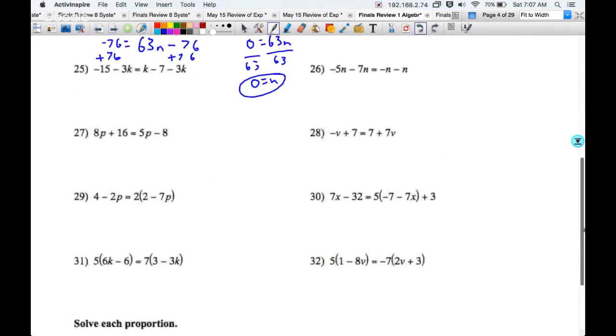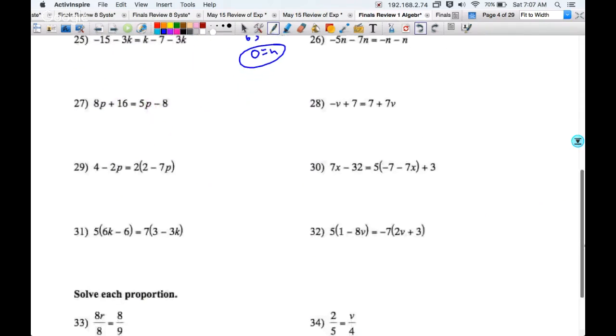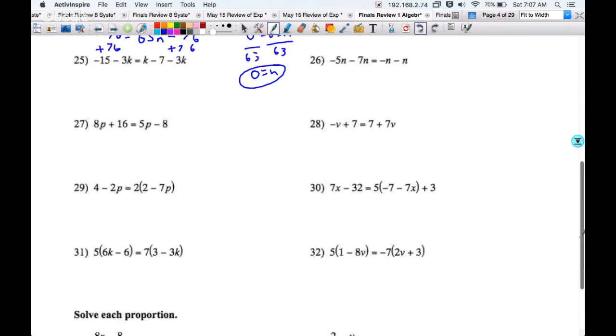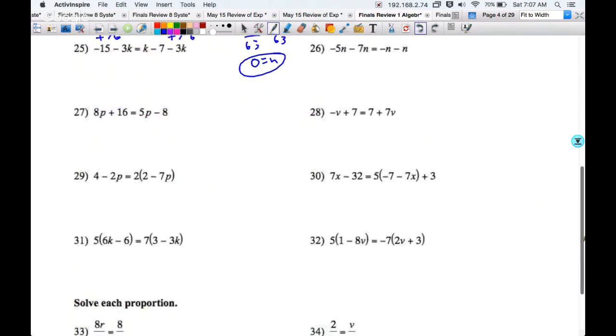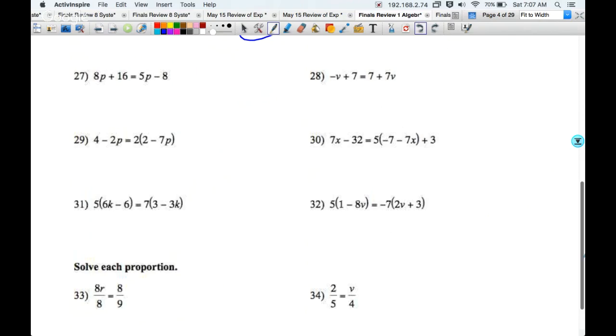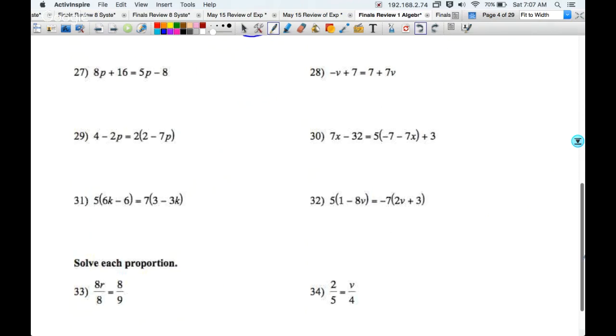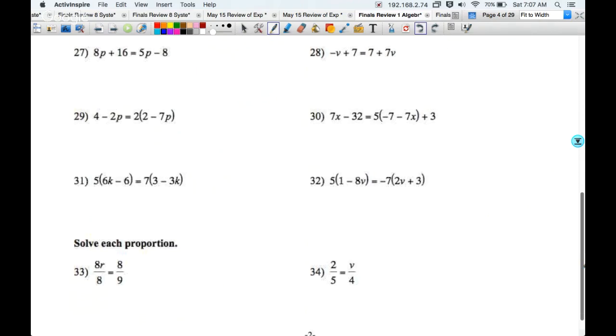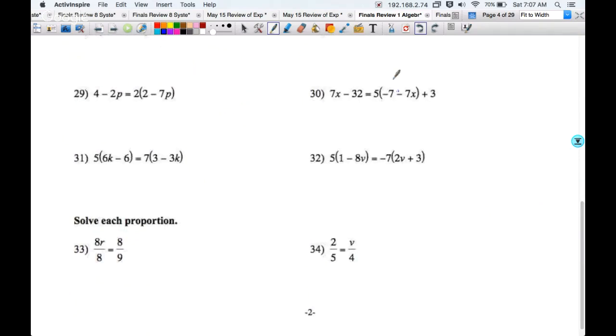Okay, so let's do one where we've got some like terms to combine. See one that might have no solution. That'd be a good one to get. I guess we'll just finish with number 30. And then we'll do one of these proportions. All right, number in front of a set of parentheses, we distribute that.